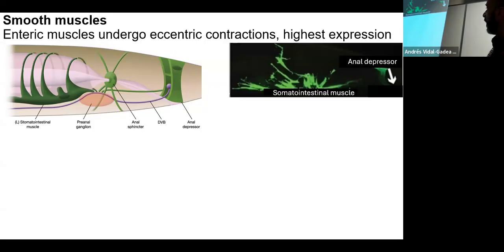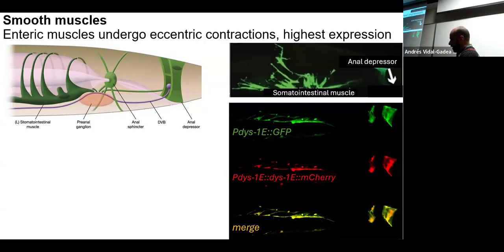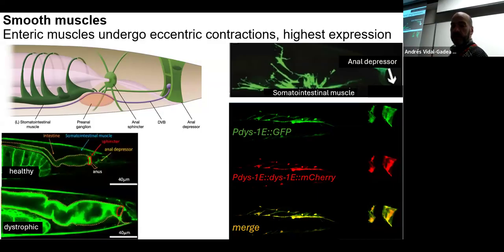Here's what those muscles look like in a real worm. And when we tag the protein, as you can see here in red, we saw the highest level of expression of dystrophin in these muscles compared to any other muscle, striated or anything else in these tissues, right? And that kind of matches that idea of eccentric contractions requiring extra care, right?